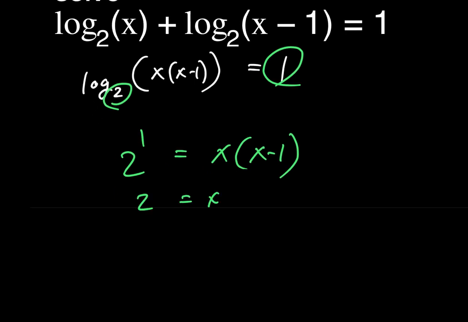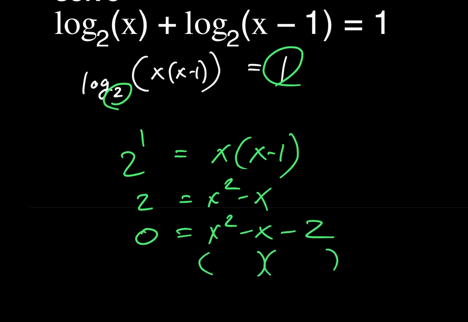Two equals x squared minus x. Oh, look at that, it's quadratic. 0 equals x squared minus x minus 2. Just move the 2 over. Can I factor? I hope so. If not, then I have to use the quadratic formula or completing the square.